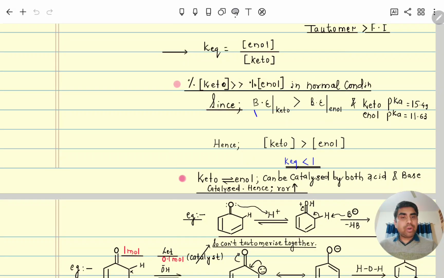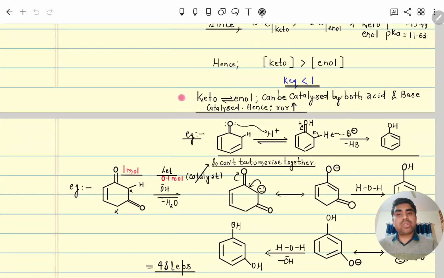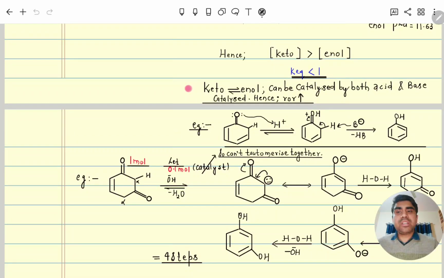First is that bond energy of keto is more than enol, and keto pKa value is more than enol pKa. So keto acidic strength is less, enol acidic strength is more. So the reaction always moves from a strong acid to a weak acid, unstable to stable. Clear? That's why K equilibrium will be less than 1.